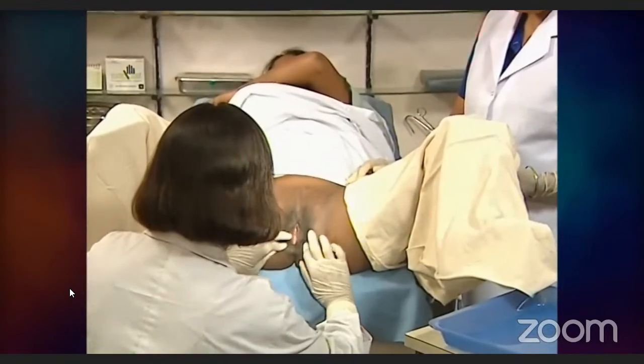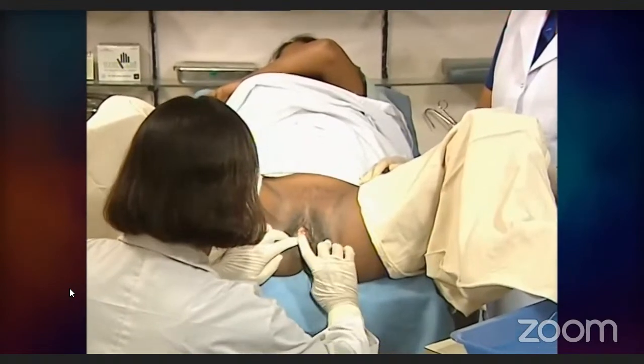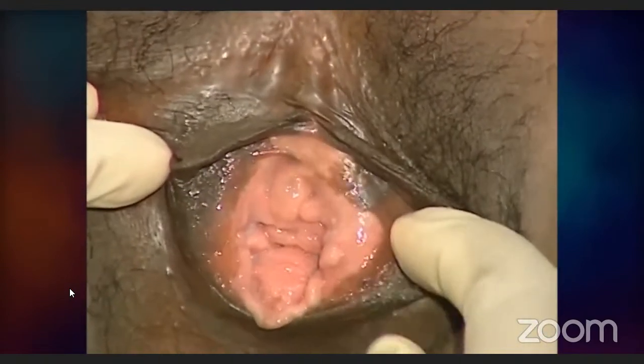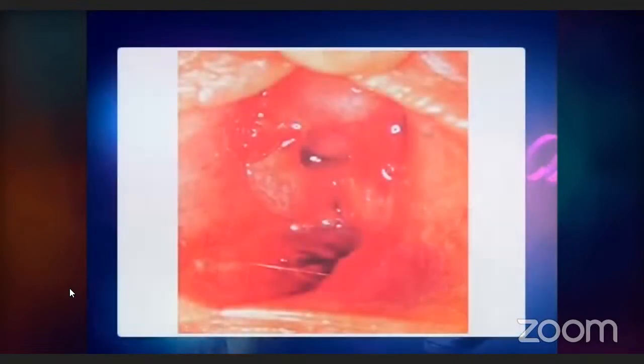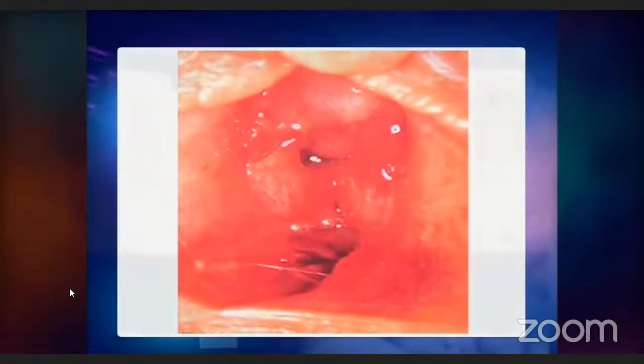Now, carefully examine the vulva for signs of trauma. Red discoloration representing bruising, tears of the posterior fossa, and bleeding from the hymen are examples of the kind of findings you may come across.